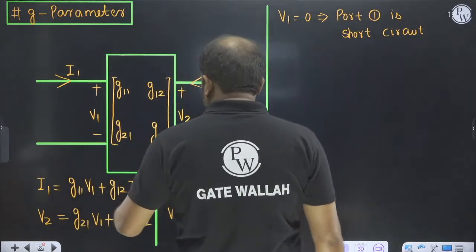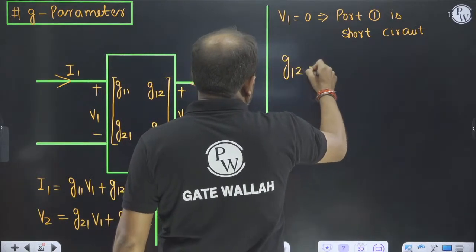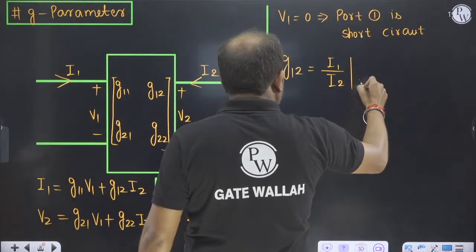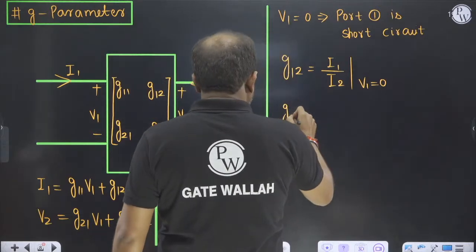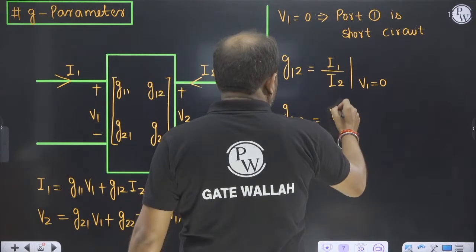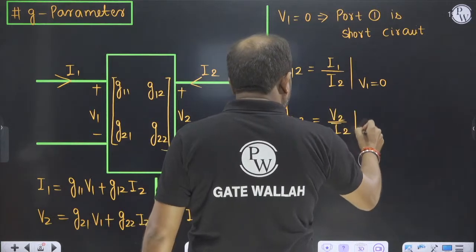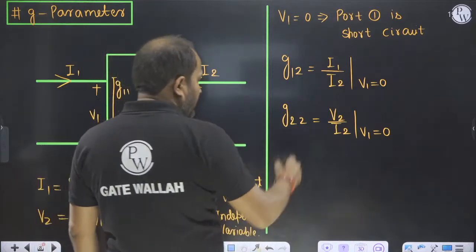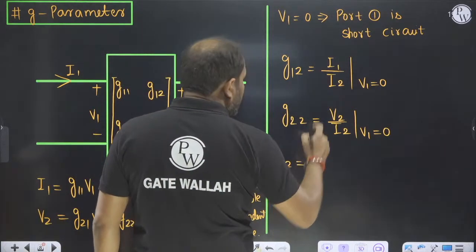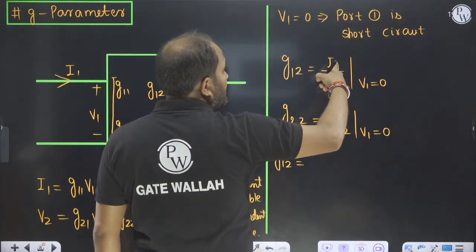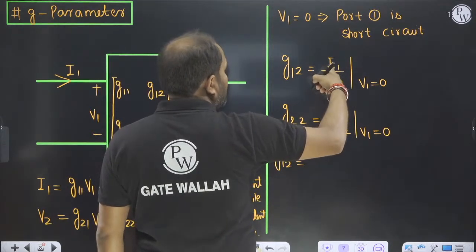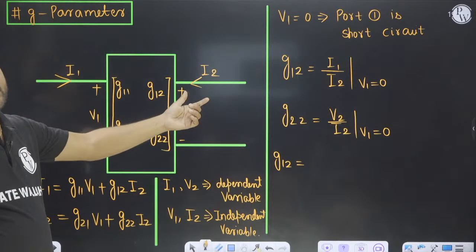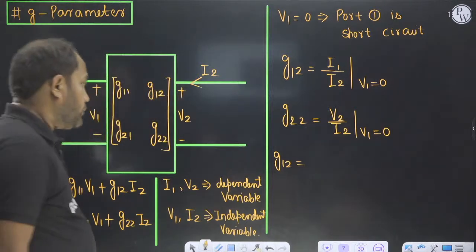Then we will do G12. G12 is nothing but I1 upon I2 with V1 equal to 0, and G22 is V2 upon I2 with V1 equal to 0. Now let us understand what G12 is. Output upon input, but normally 1 is input and 2 is output, while here 1 is output and 2 is input. So it is opposite.